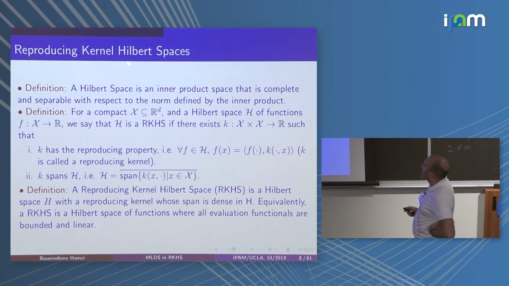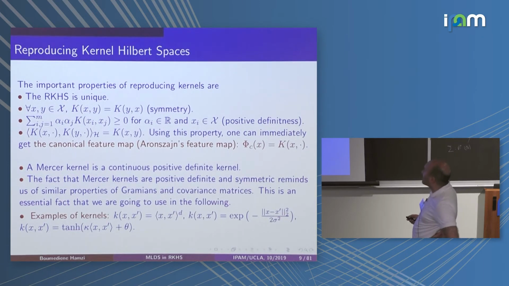Before anything else, as we said, these are Hilbert spaces with the following properties. First, the kernel, which is a function of two variables, has the reproducing property. The reproducing property is very important because it allows us to evaluate functions. This is why we can construct a Hilbert space where we can do mathematical computations based on samples. The second property is that the span of the kernel is dense in H. In other words, the reproducing kernel Hilbert space is a Hilbert space with a reproducing kernel whose span is dense in H. An equivalent definition is that it's a Hilbert space of functions where all evaluation functionals are bounded and linear.